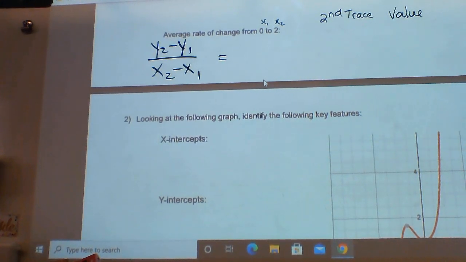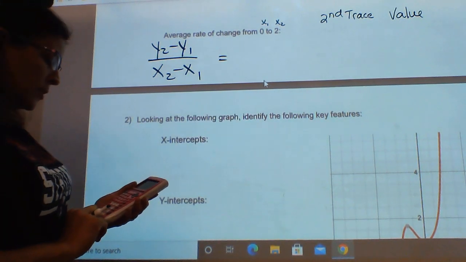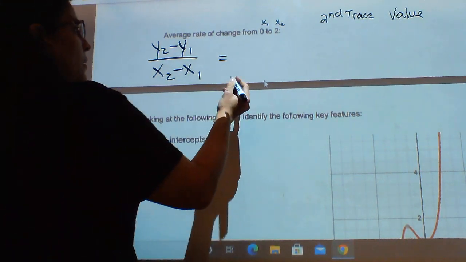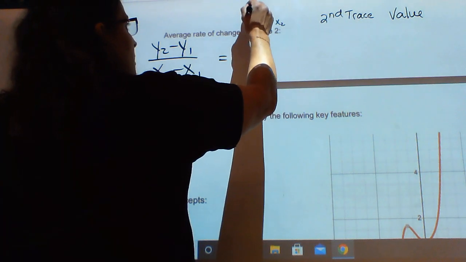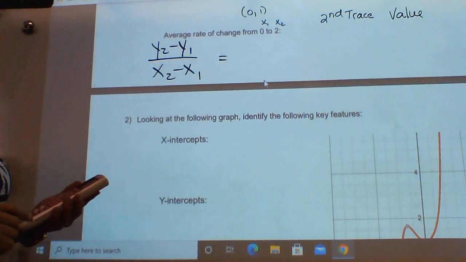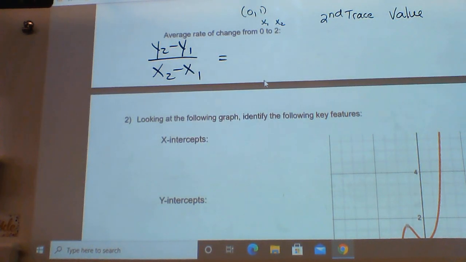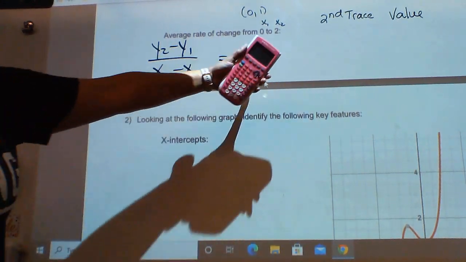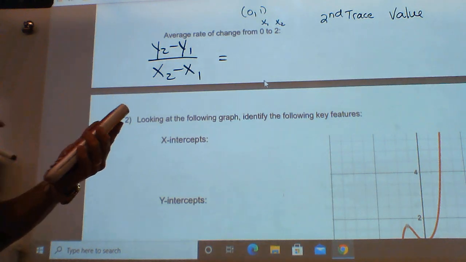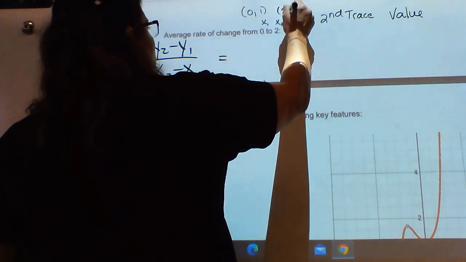When I hit value, it asks me for an x equals. Well, if I put 0, I get 1. So I have a point 0, 1. Then I'm going to do that again. Second trace value, put in my x value of 2. And I get 2, -3.